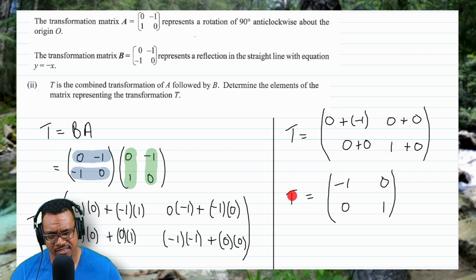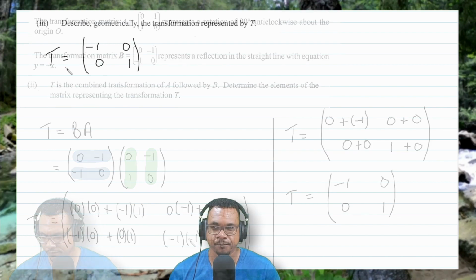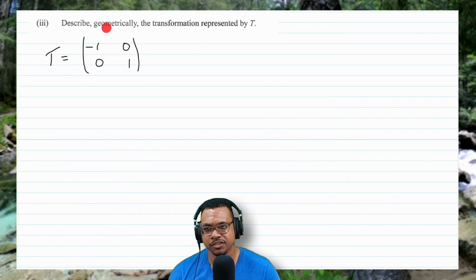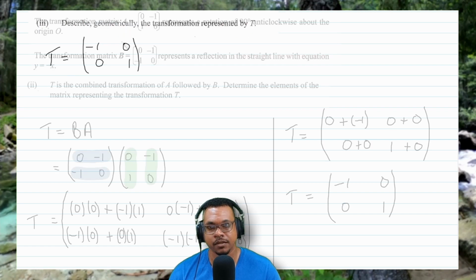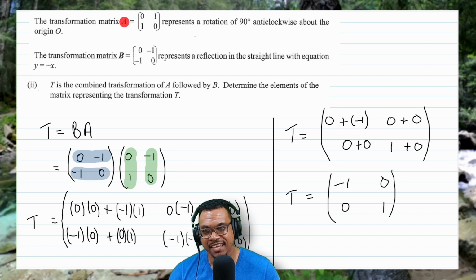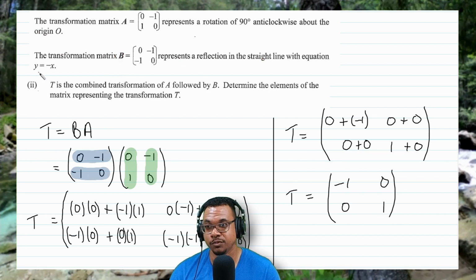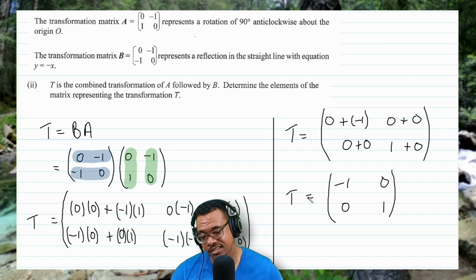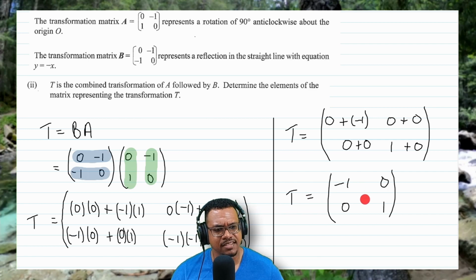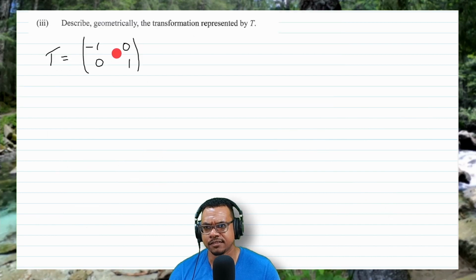And this will be a transformation matrix T, which represents the transformation A followed by B. All right, so moving on to part 3, they want us to describe geometrically the transformation represented by T. If you look here, the transformation represented by A was a rotation of 90 degrees anticlockwise about the origin. The transformation represented by B was a reflection in the straight line with the equation y = -x. So what transformation does this represent? These are things you have to learn off. This will represent a reflection in the x-axis. So my answer: this transformation T represents a reflection in the x-axis.